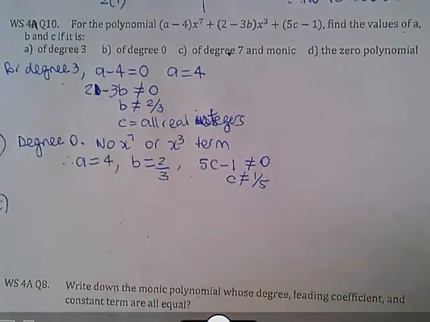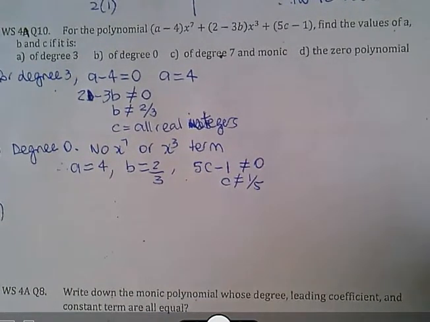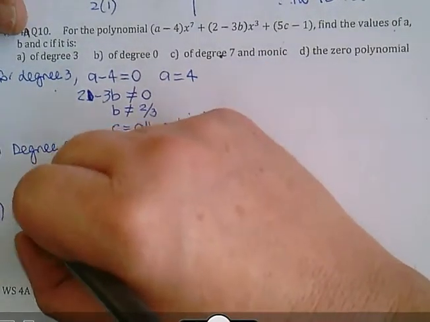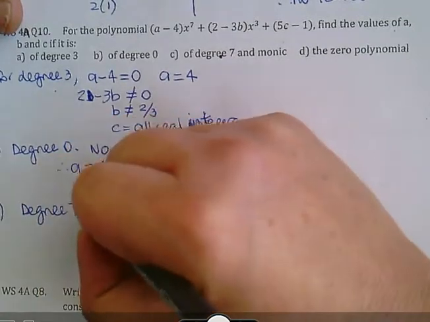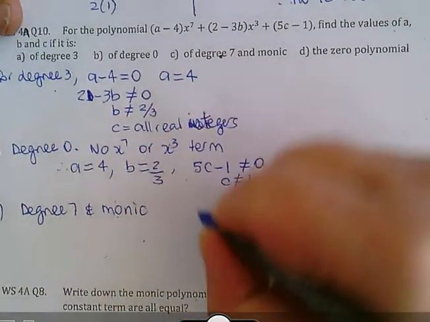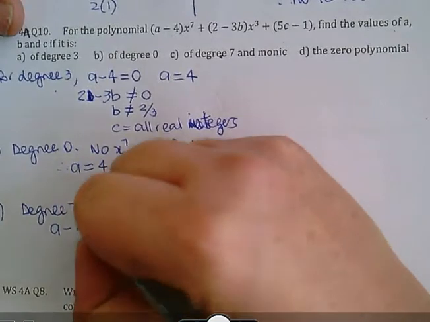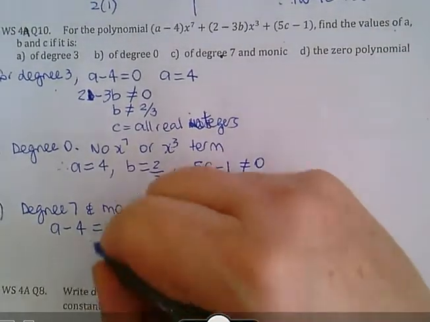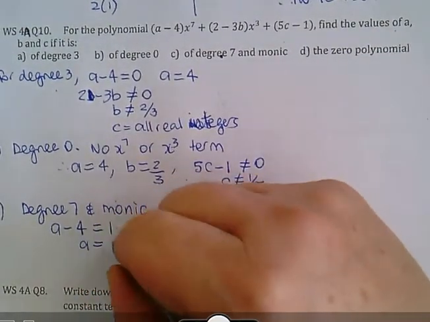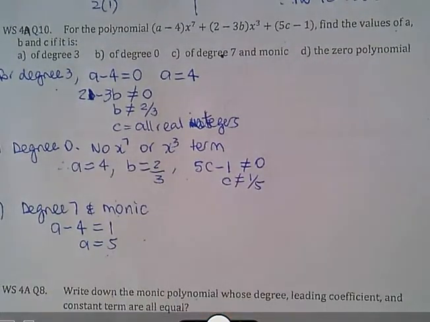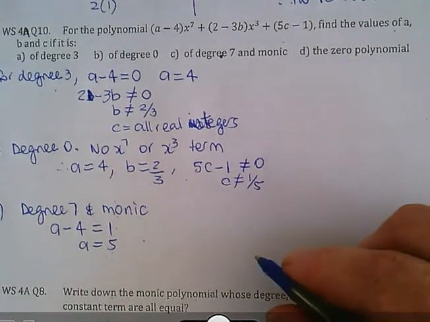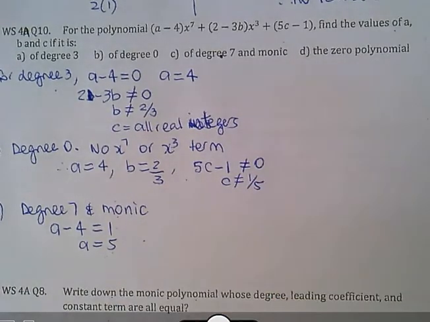If you want degree 7 and monic, that means A minus 4 has to equal just one thing. What? 1. That's it. In other words, A is 5. It doesn't matter what B and C are equal to. So B could be all real numbers.